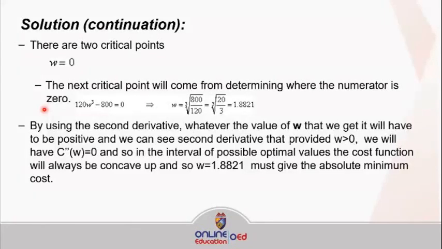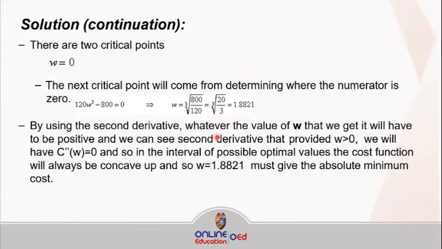So first, we have this value and then we have this value below, which is 120W cubed minus 800 is equal to 0, or we have the cube root of 800 over 120, which is equivalent to 1.8821.